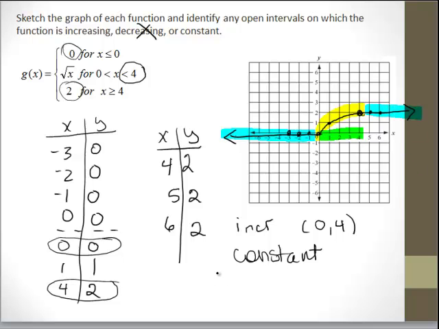So you would say that it is constant on -infinity to, where did it start becoming increasing? It started becoming increasing at 0, union. Where did it stop increasing and start going constant? At 4. So 4 to infinity, it becomes constant again.